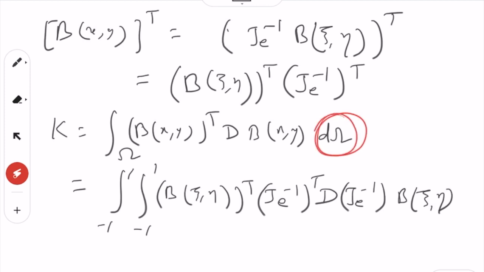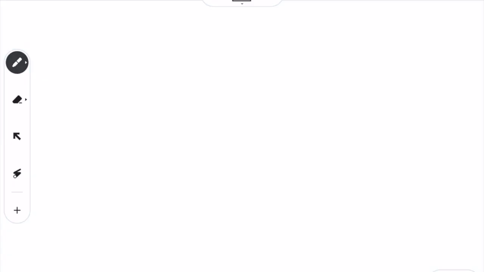this d omega is in the xy system, so we have to transform it basically. And how? What is the relation between the two? Well, we can look at this.